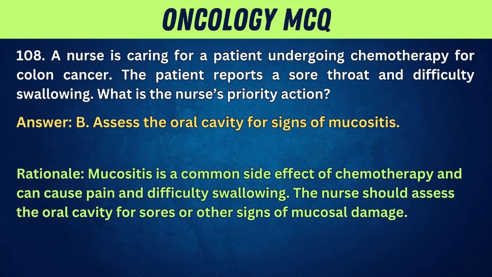Answer: B. Assess the oral cavity for signs of mucositis. Rationale: mucositis is a common side effect of chemotherapy and can cause pain and difficulty swallowing. The nurse should assess the oral cavity for sores or other signs of mucosal damage.